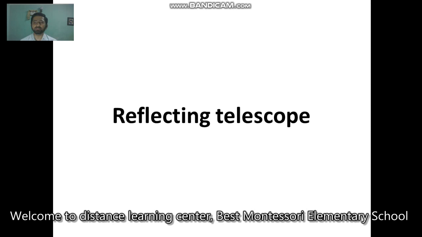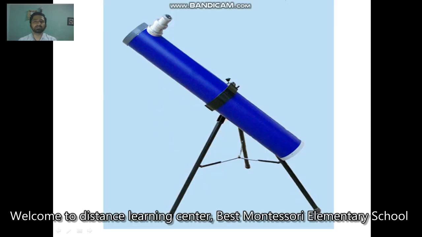Now, to know the reflecting telescope, the word reflecting is used here. That means this telescope uses the property of reflection. A plane mirror is used, actually two plane mirrors are used. Now this is a very simple reflecting telescope. This is the eyepiece from where we view the image. This is a narrow tube stand, and there is a plane mirror inside.